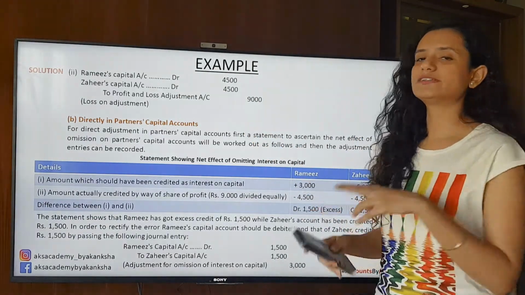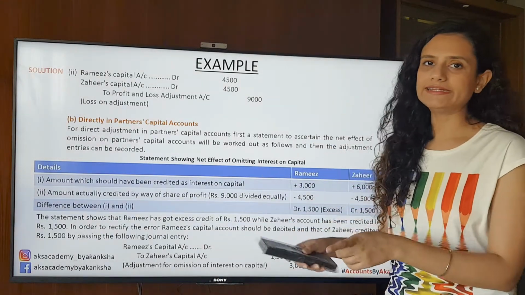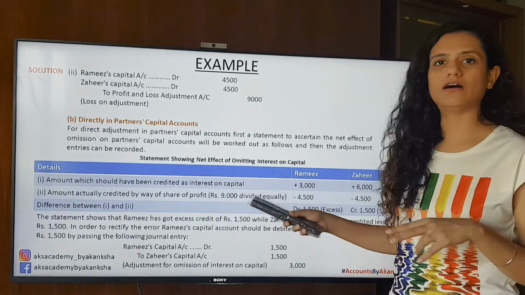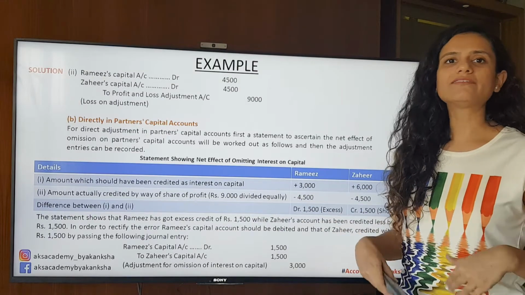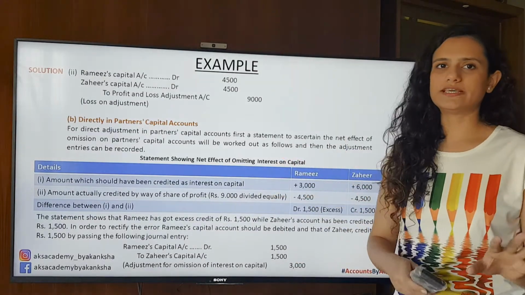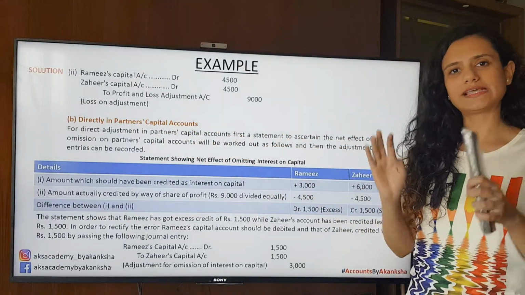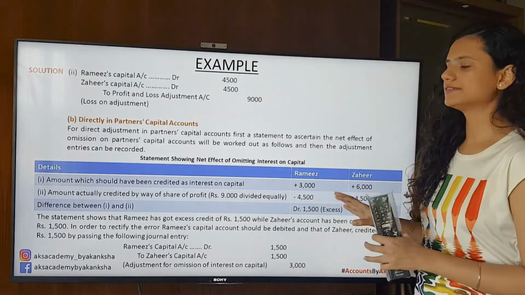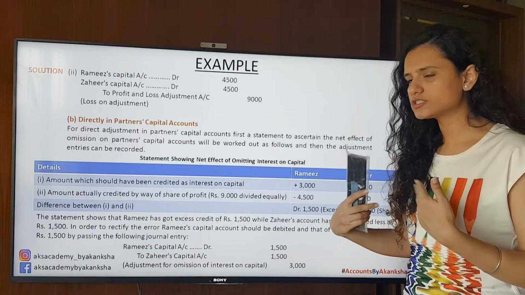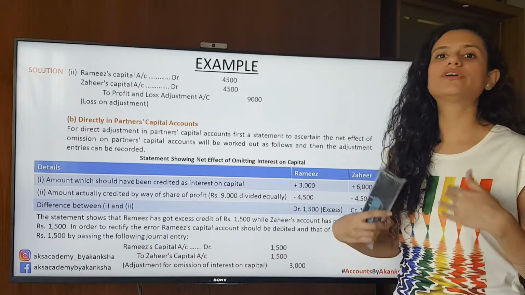So what we did is we corrected both the errors by passing multiple entries, and that was method 1. Now let's look at the past adjustment table and figure out how to find a single entry and correct the same. So the second method is directly through the partners' capital accounts. Now when we look at partners' capital accounts, like I told you, whatever has been wrongly done, first take that from them, and whatever they are to be correctly given, then you give them that.